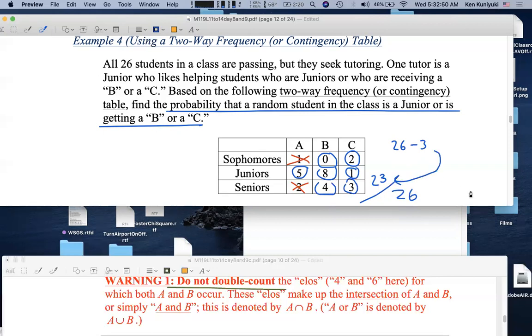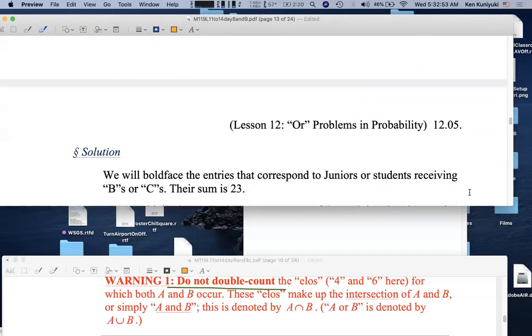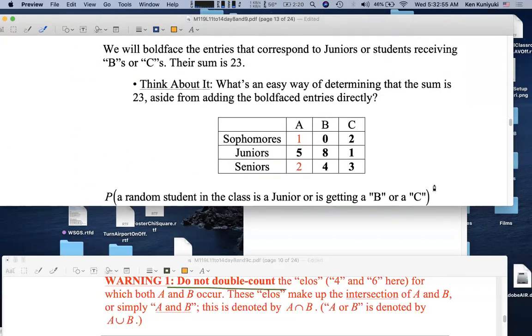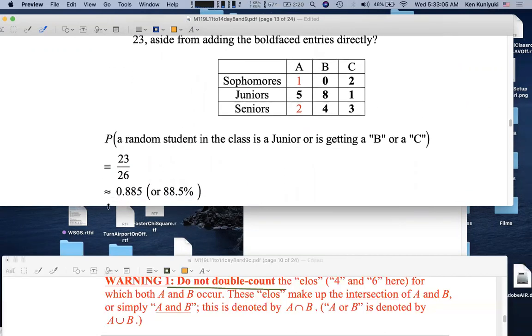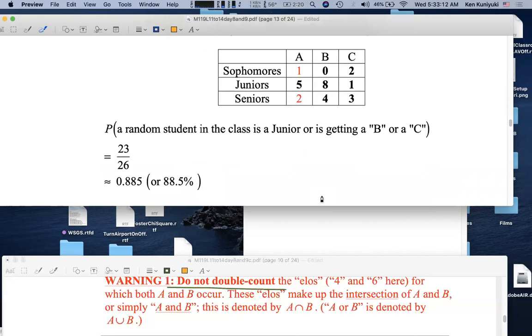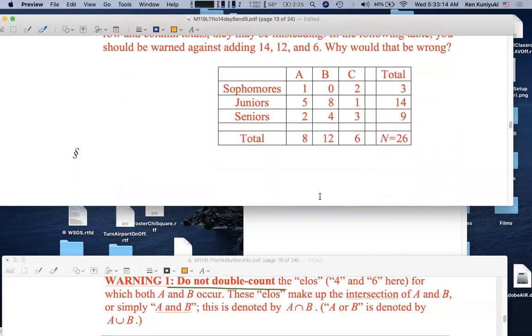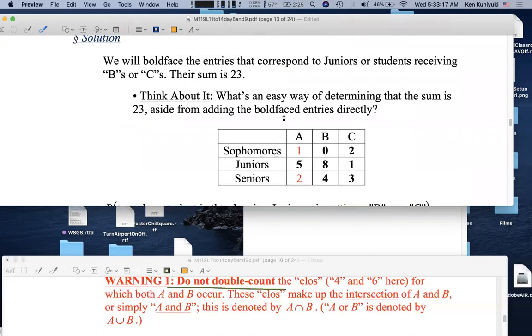Sometimes subtraction helps. All right, so once again, you're not willing to tutor the 3 students here indicated in red, but you're willing to tutor everyone else. 23 over 26, or about 0.885 or 88.5%. Now, and again, there was the subtraction method you could have used. An easy way of determining that the sum is 23, aside from just adding all of these. You could have gone either way, though.